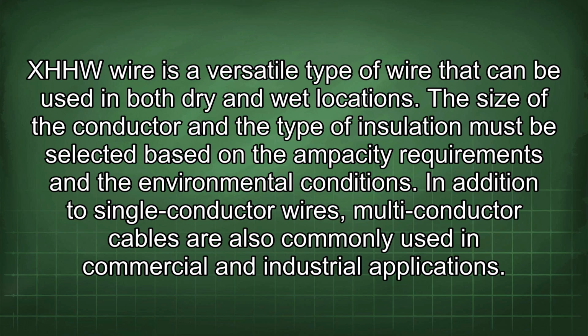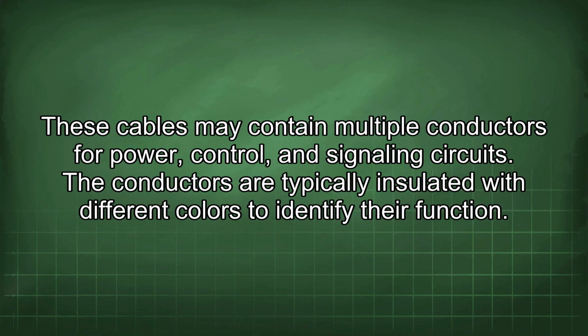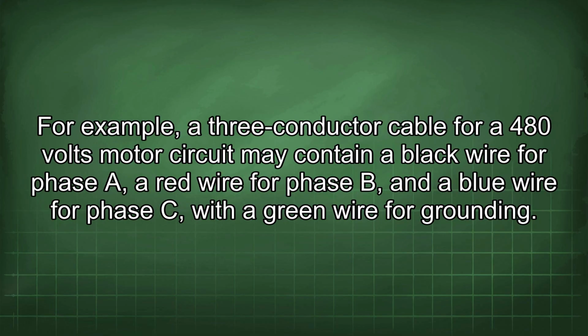environmental conditions. In addition to single conductor wires, multi-conductor cables are also commonly used in commercial and industrial applications. These cables may contain multiple conductors for power, control, and signaling circuits. The conductors are typically insulated with different colors to identify their function. For example, a 3-conductor cable for a 480 volt motor circuit may contain a black wire for phase A, a red wire for phase B, and a blue wire for phase C, with a green wire for grounding.